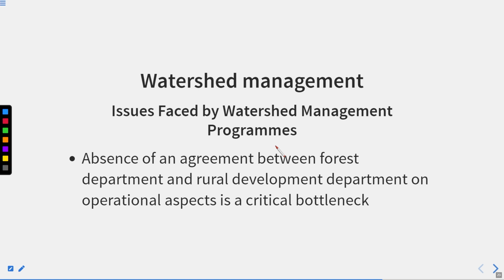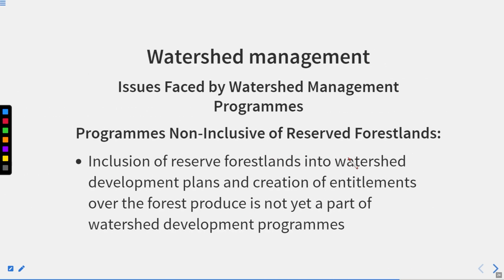Absence of agreement between the forest department and the rural development department on the operational aspect is the critical bottleneck. So sometimes there is no agreement. These two departments, the forest department and the rural development department, do not agree on some of the issues, right? So these authorities should unite together and work for the watershed management program.